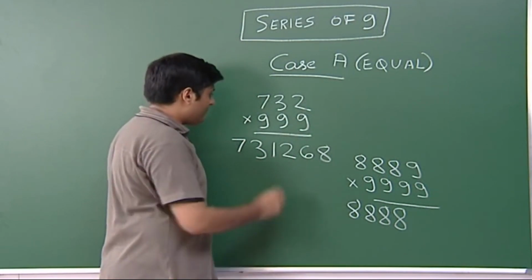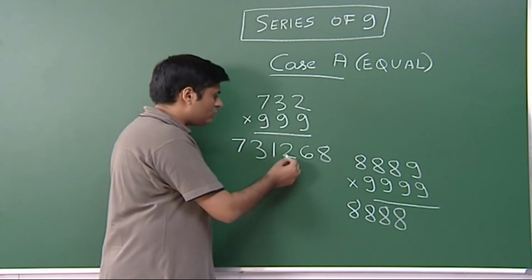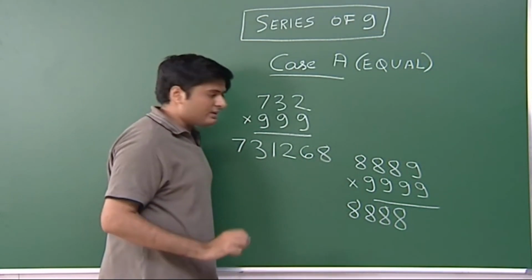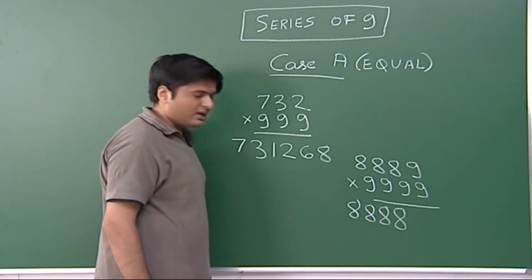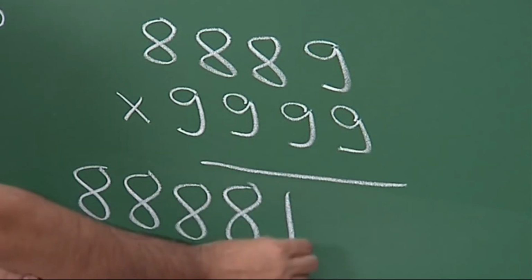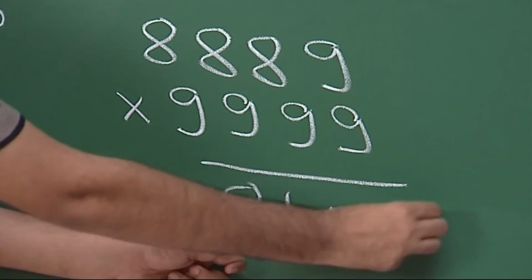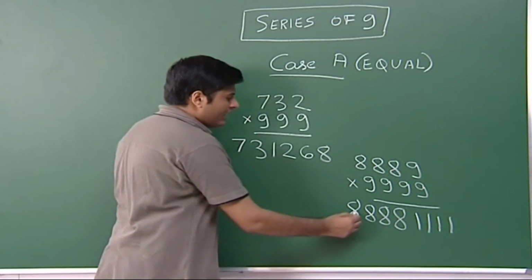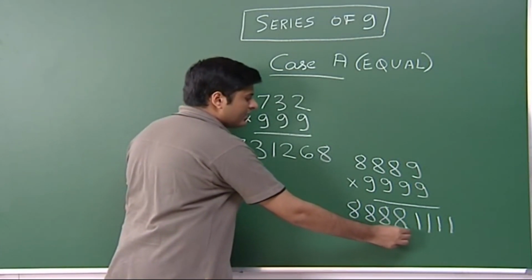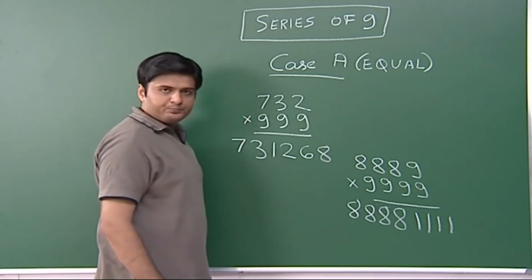732 multiplied by 999 is 731268. Similarly, all these numbers will be removed from 9 and written down. 9 minus 8 is 1, 9 minus 8 is 1, 9 minus 8 is 1, 9 minus 8 is 1. So my final answer in this case is 88881111.